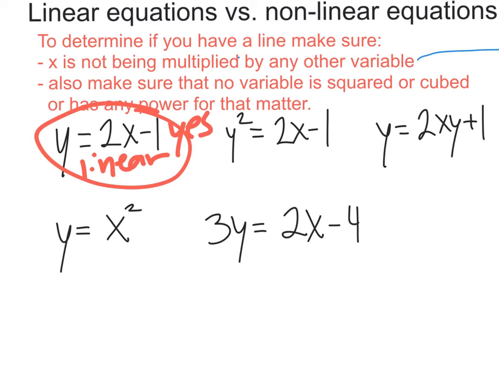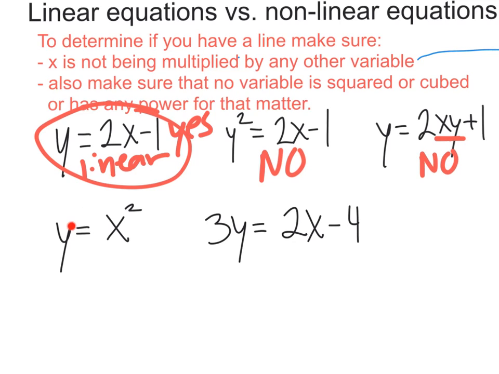Is that a line? No. Why not? Because it has a y squared. You can't have any variables with a power or variables multiplied with each other. How about the third equation right there? Is this one a line? No. Why not? Because it has x times y. And remember, you can't have x times y, or x divided by y for that matter.